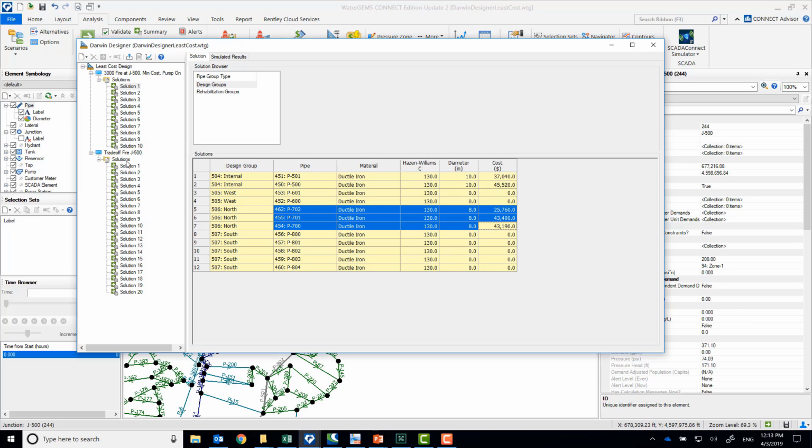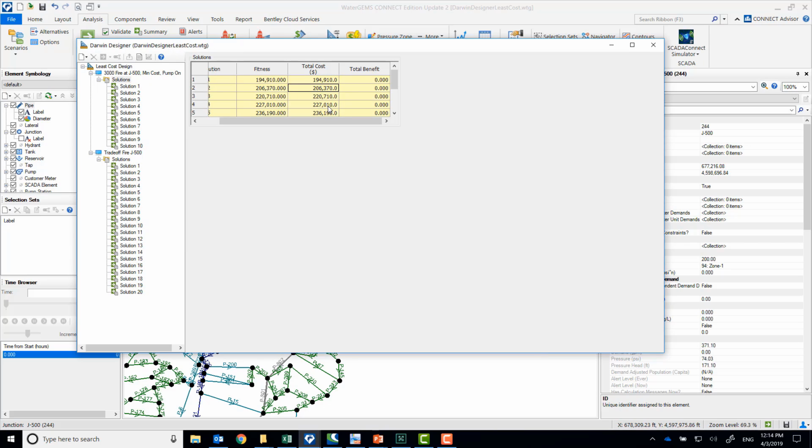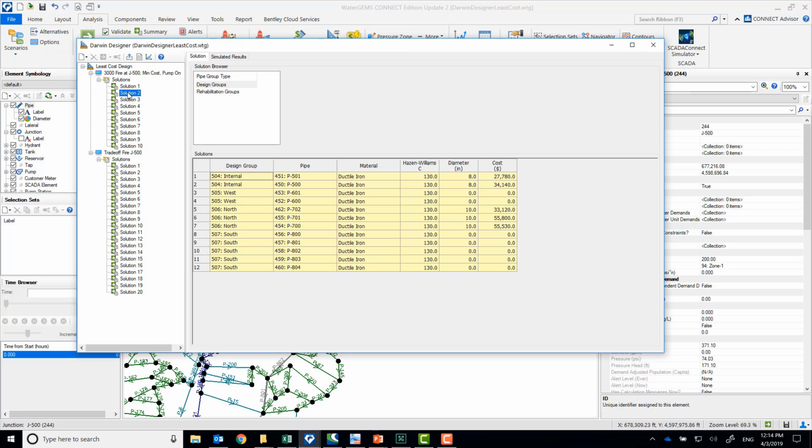And let's evaluate the other options before we go. Notice that it found options that are a little bit more pricey, like this one, 206, 220. So they're all a little bit pricier, but we're not taking into account the benefit here. So it could be the same pressure. So let's take a look at solution 2, for example.